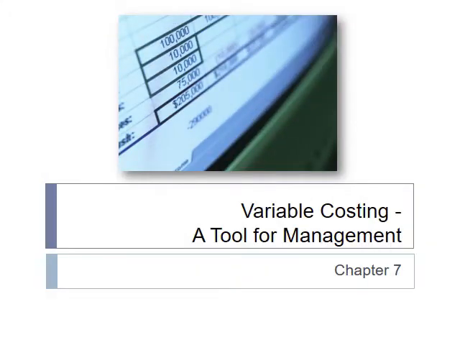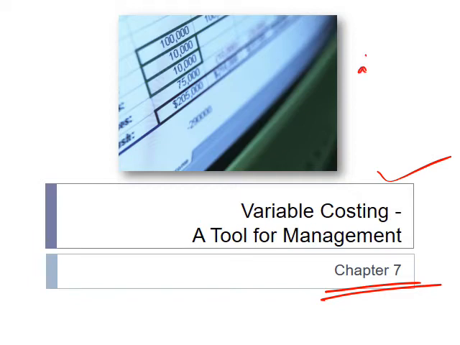So here it is. Today we are starting chapter 7, which is variable costing, a tool for management. There are two general approaches that are used for valuing inventories and the cost of goods sold. One approach is called absorption costing, which is generally used for external reporting purposes. The other approach is called variable costing, and it is preferred by some managers for internal decision making.